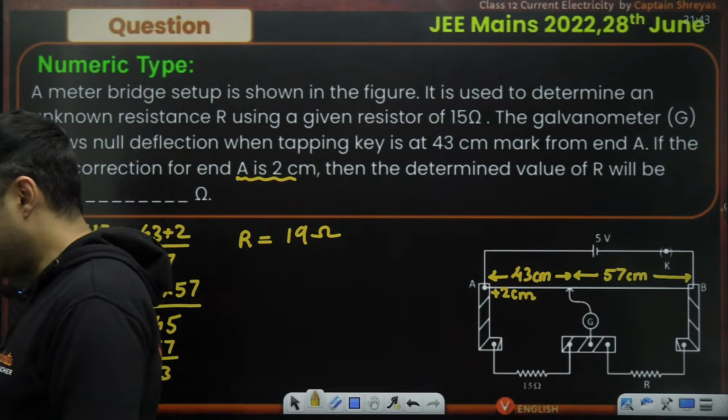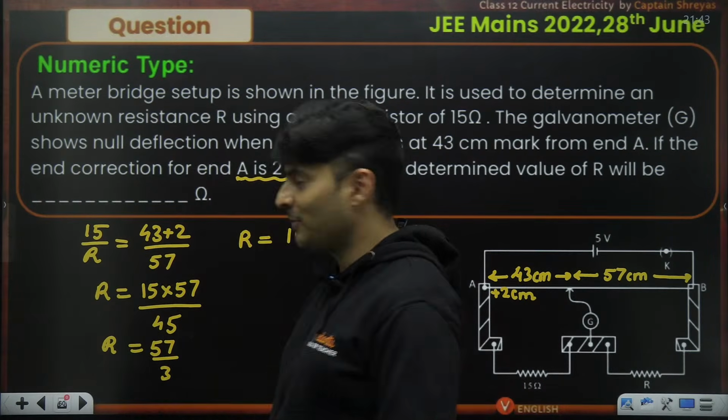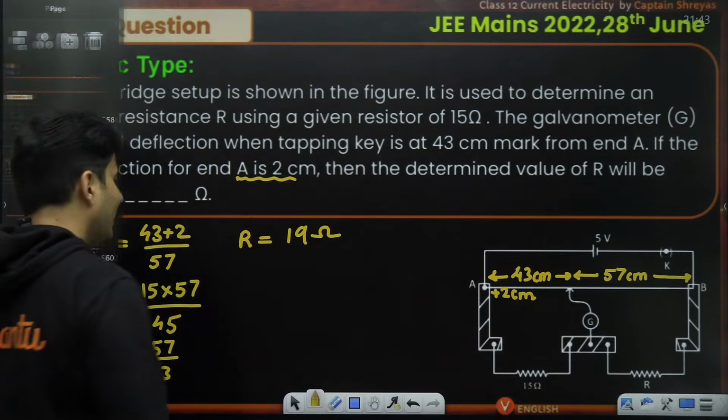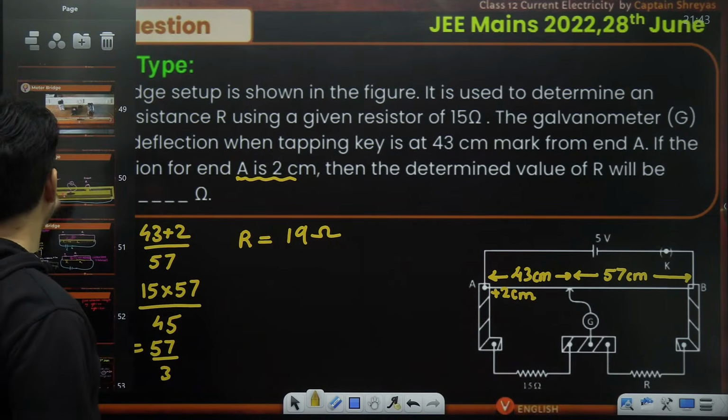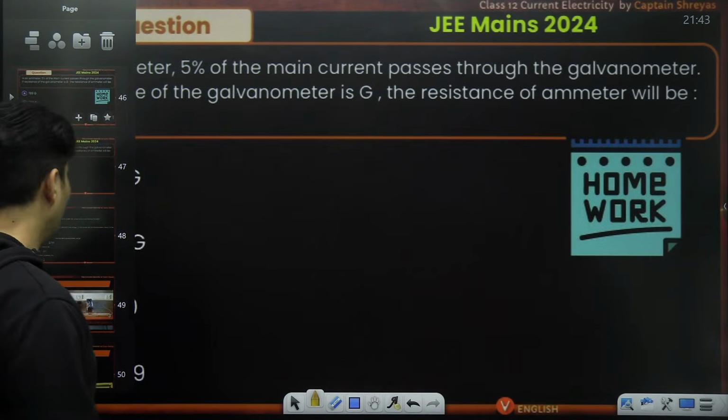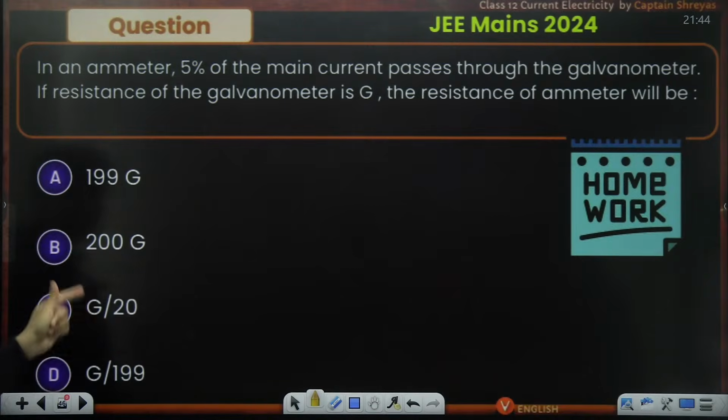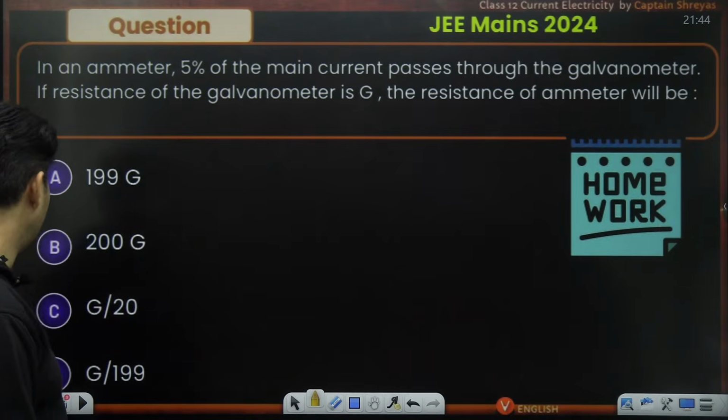Okay. Great. So I hope you loved this particular question. This was also based on end correction. And so we've reached the end. There was only one homework question which I have told you. Please solve it. This is the homework question. Take a screenshot. Answer should be there in the comment section. Everybody spam the answers.